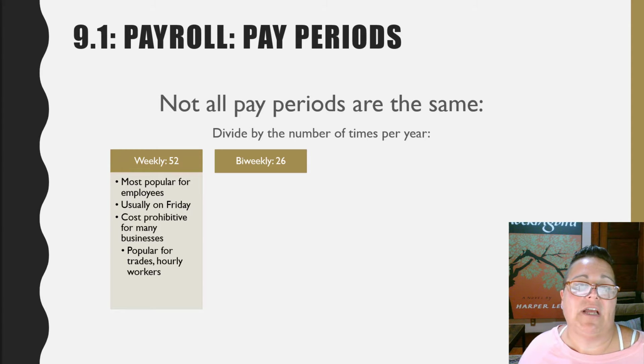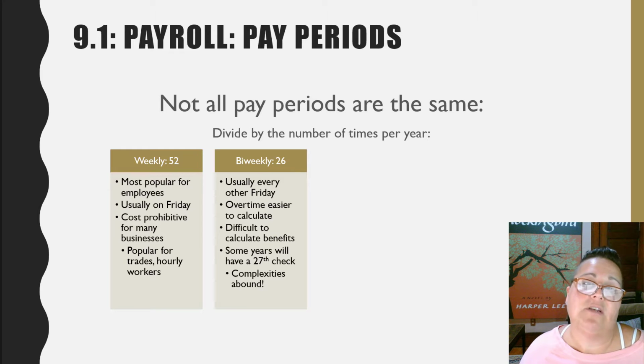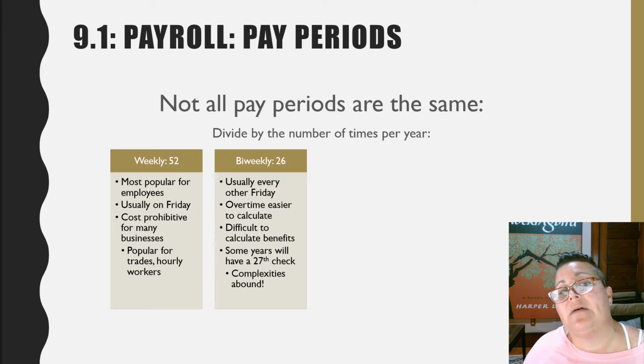Bi-weekly is when you get a paycheck every other week. There are 26 of these in a year. It normally occurs every other Friday. In this particular situation, overtime is much easier to calculate. However, if you are receiving a full-time benefit, those are more difficult to calculate. It's worth noting that in some years, there will actually be 27 paychecks in a year, bonus. However, that particular situation brings up all different types of complexities for the business owner.